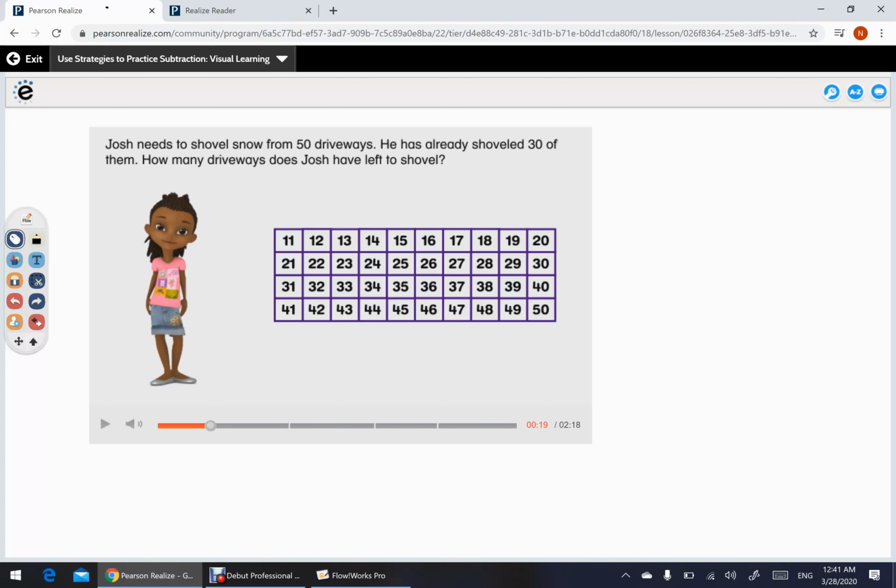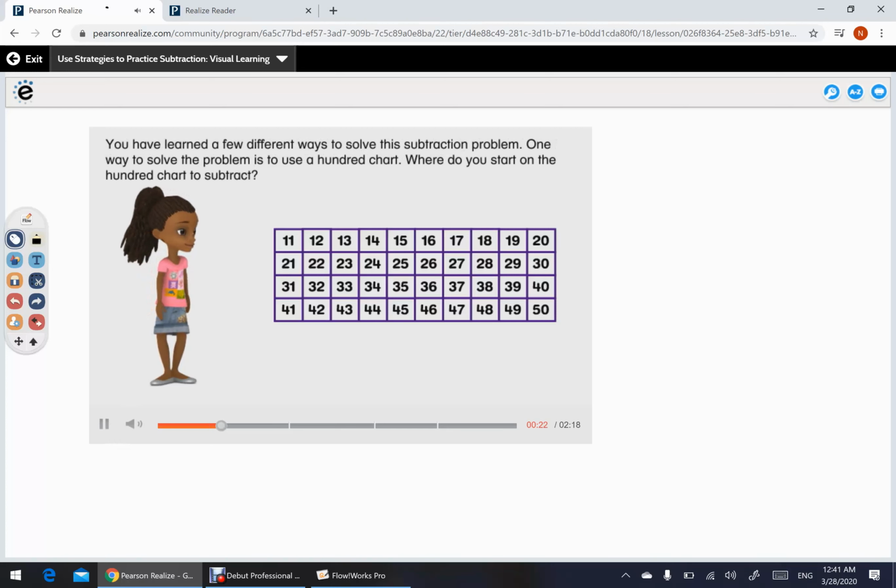But if you remember, what did I say? When you have any problem solving question, circle the numbers and look for the keywords. So you know what is the keyword over here? Bravo, left. You have learned a few different ways to solve this subtraction problem.